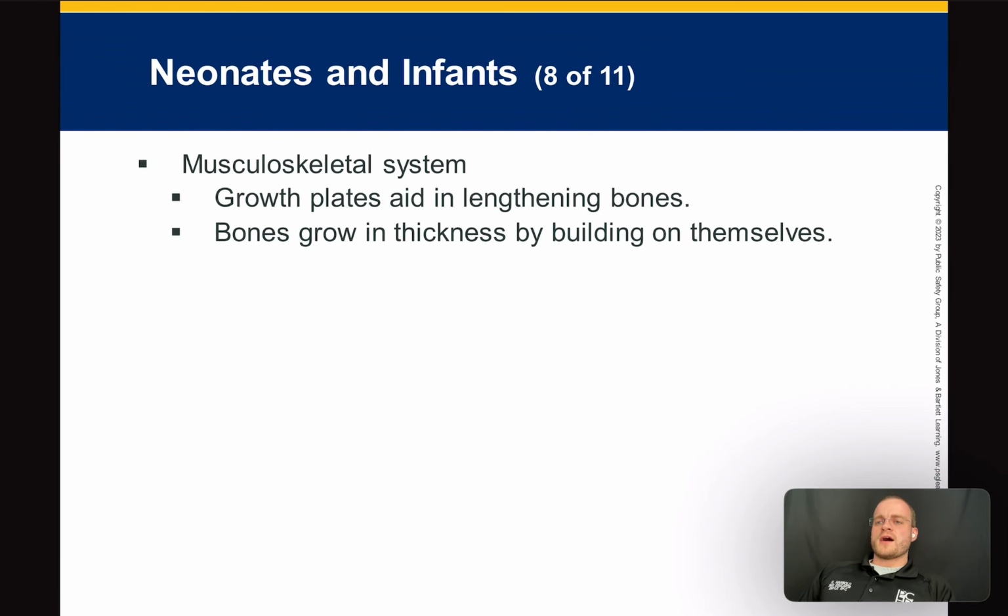Yeah. So the growth plates aid in lengthening of bones. After puberty, this stops once we reach our mature height. And then the bones will obviously increase in thickness. Now I will say this is gnarly, but babies' bones are, I wouldn't say very soft. They're soft, right? They're almost pliable, especially compared to an adult's bone.